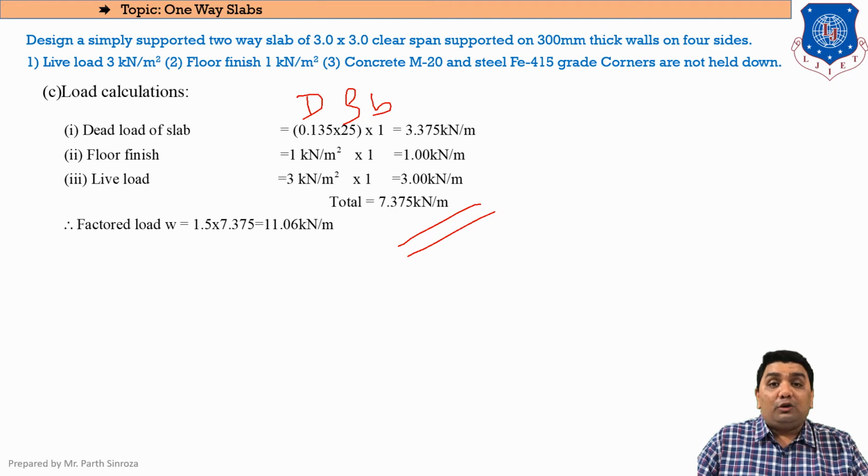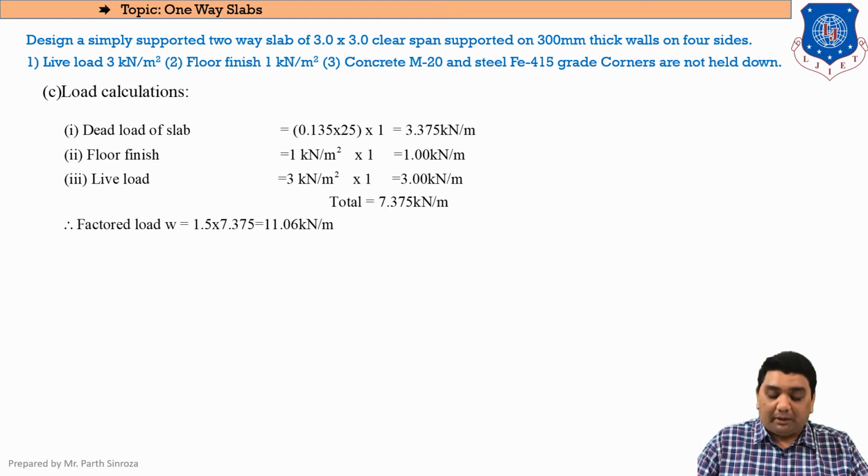As the load from the dimensions always provides us the actual load, we always need to multiply it by 1.5, that is the factor of safety. So our total factored load comes out to be 11.06 kilonewton per meter. So this was our load calculation. Now moving on to the next step, the next step will be to find the bending moment.